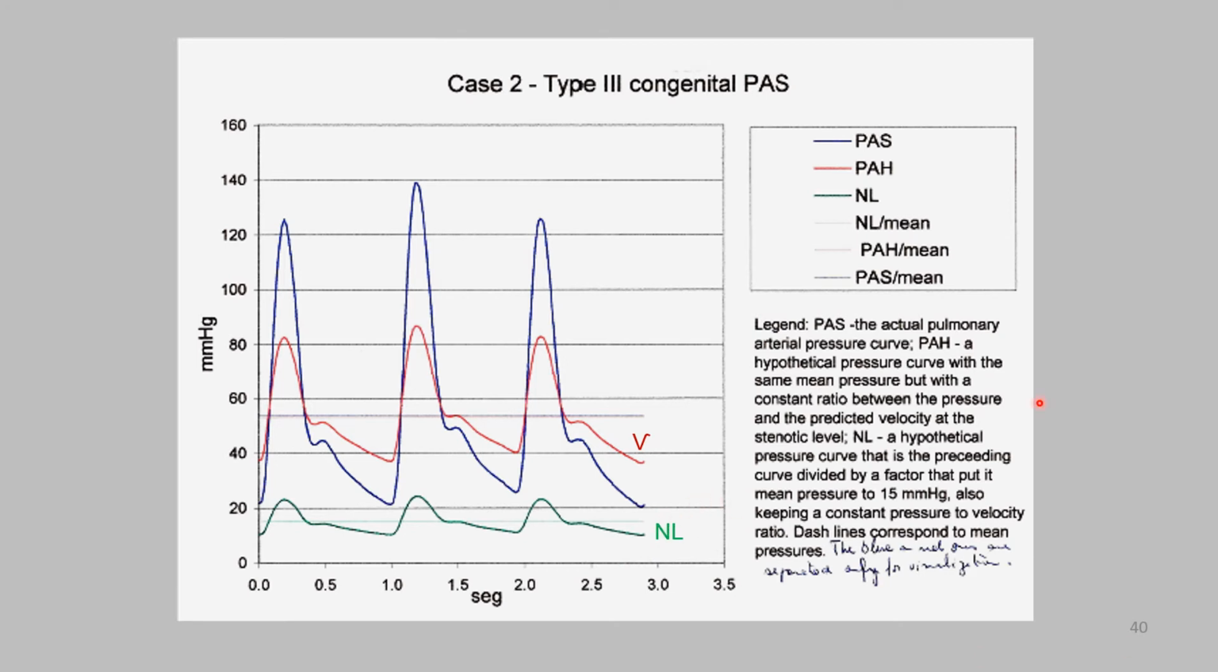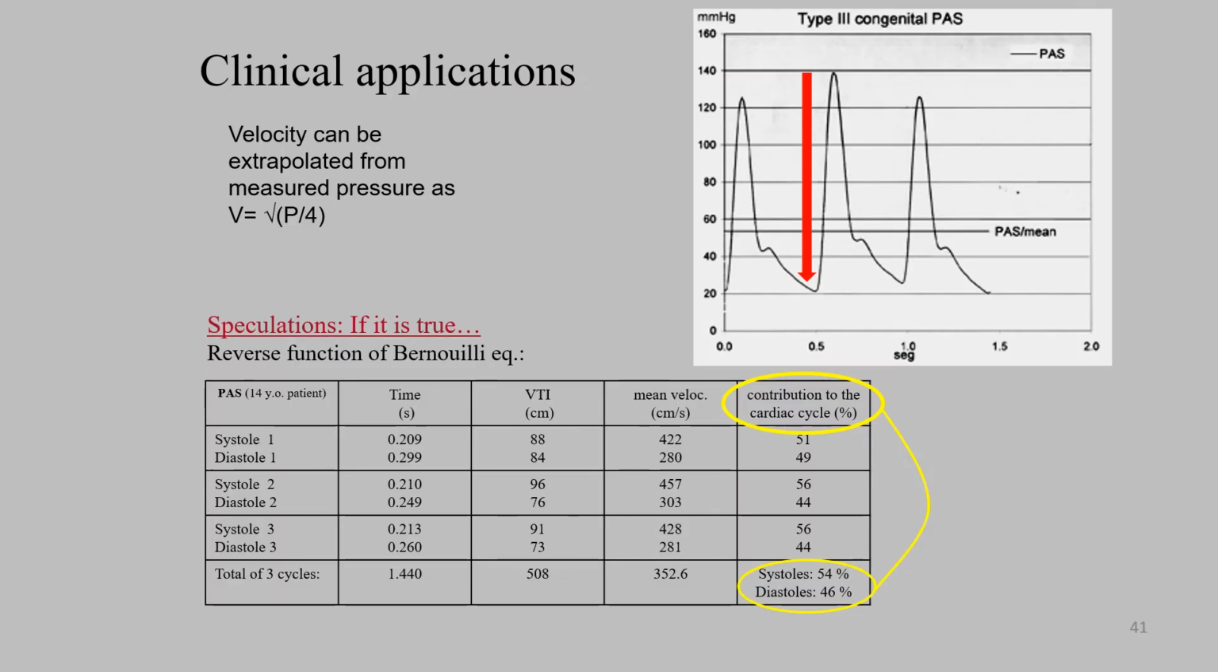And all of this is just guesswork, right? It's just trying to extrapolate from the data; the true data is the blue. Everything else is mathematical manipulation. But using that mathematics, you get what would be the velocity of the flow through the stenosis.